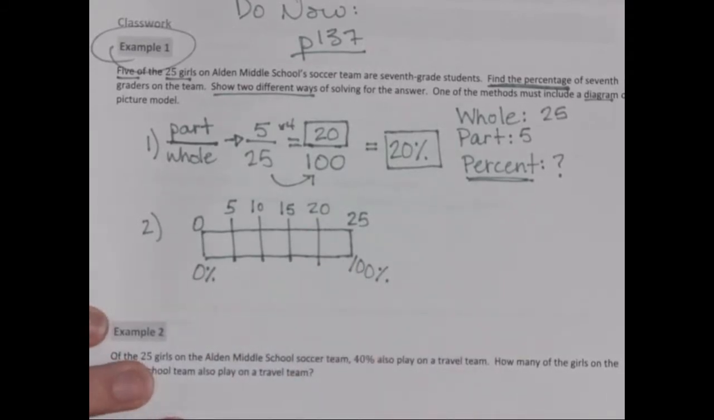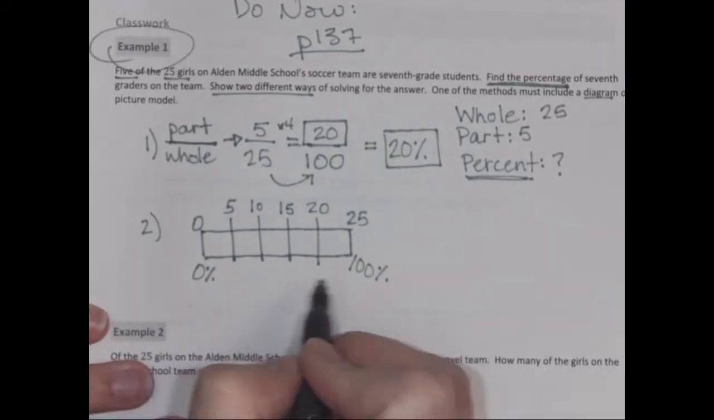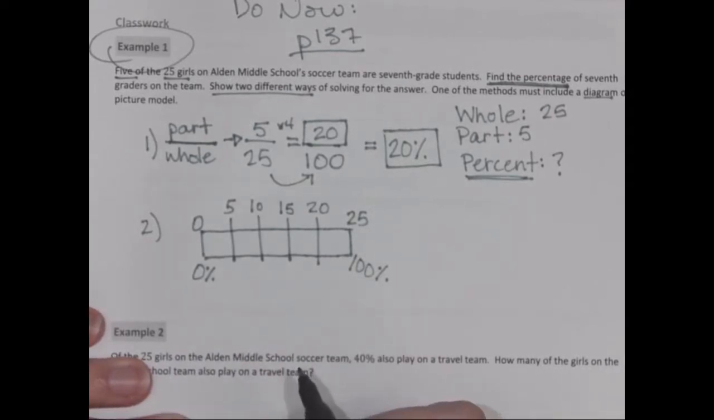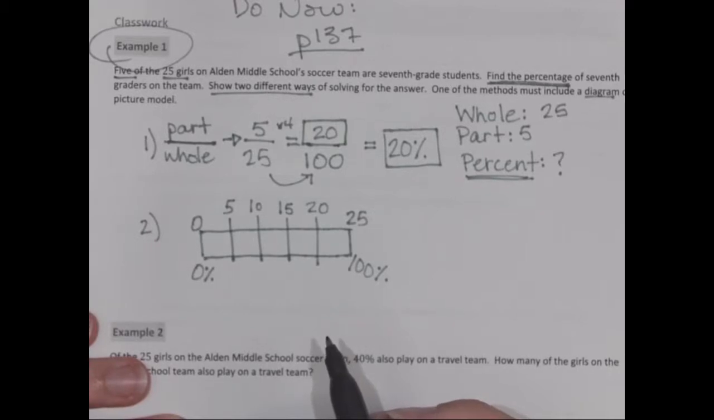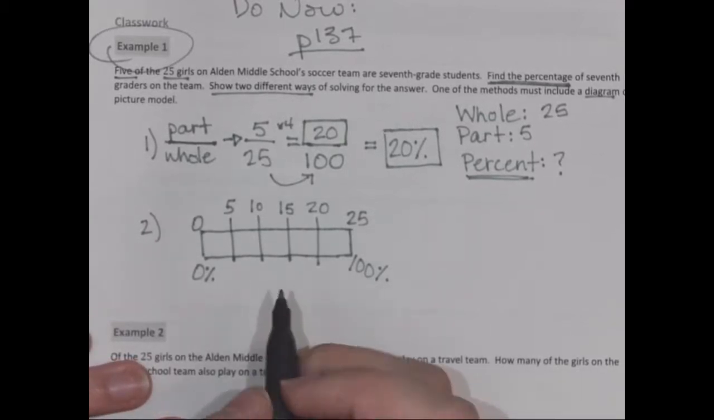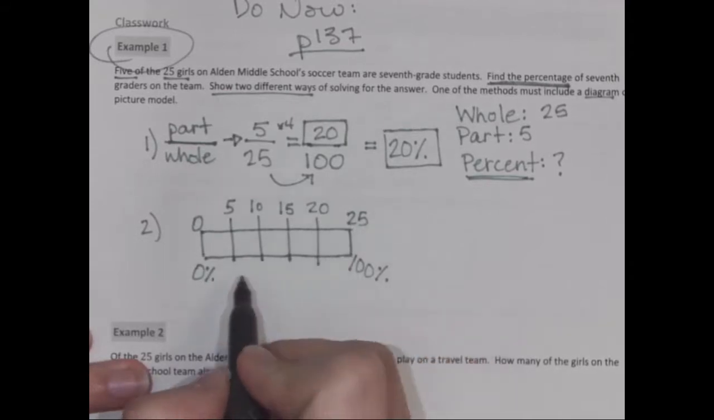If I split 100 into 5 parts, what am I counting by on the bottom? 25. 25 is 1/4 of 100. Liliana. 20s.